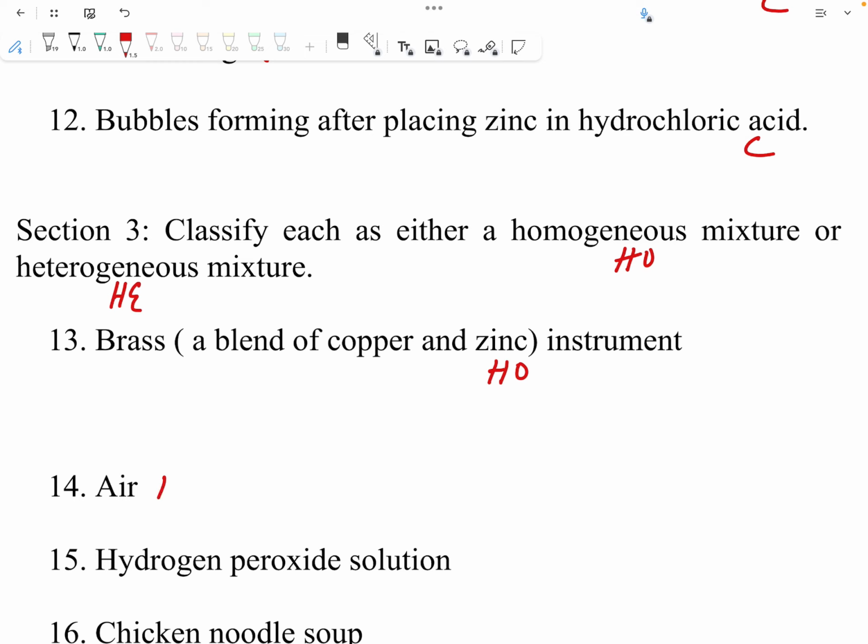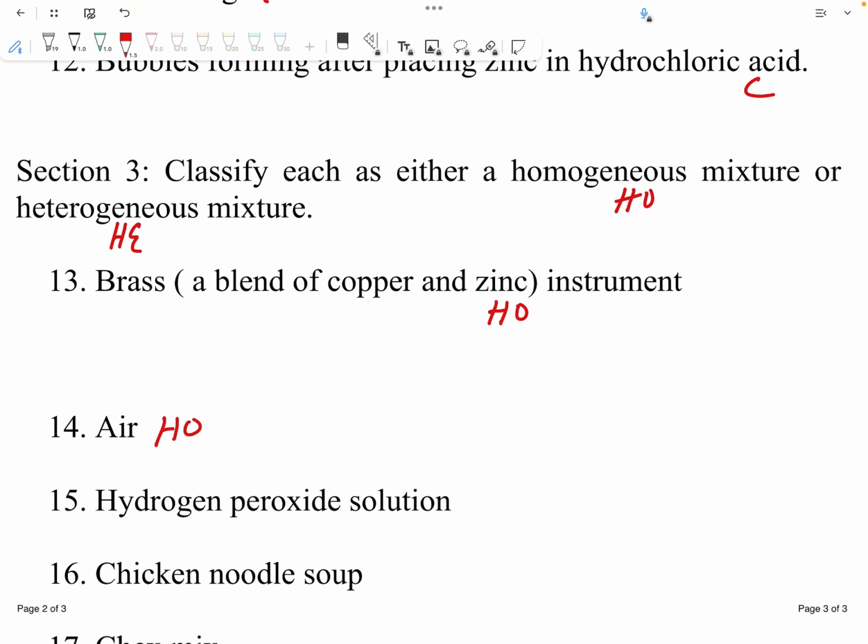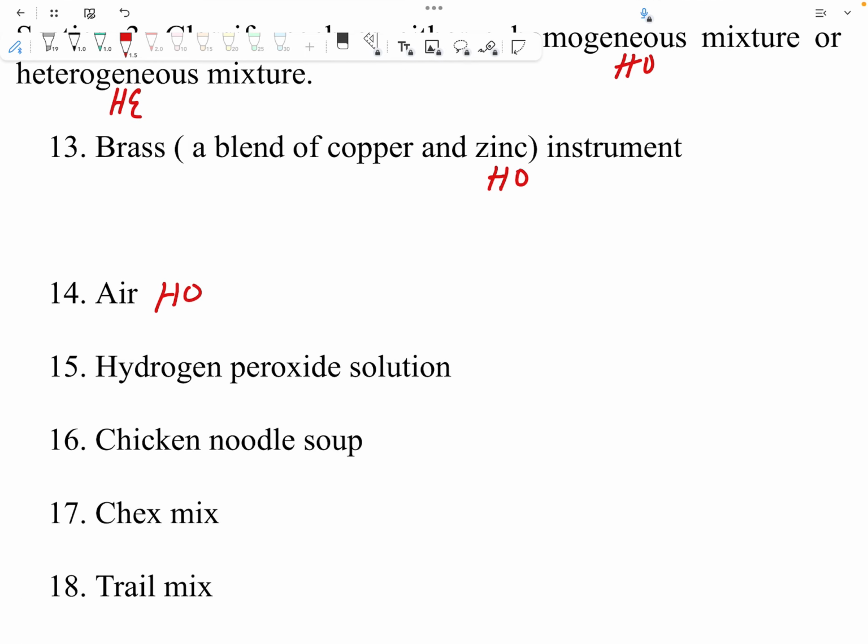Air is also homogeneous. Hydrogen peroxide solution is going to be homogeneous. Chicken noodle soup is going to be heterogeneous. Chex Mix is heterogeneous. Trail Mix is heterogeneous. Okay.